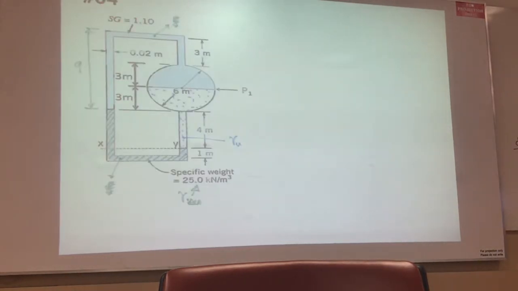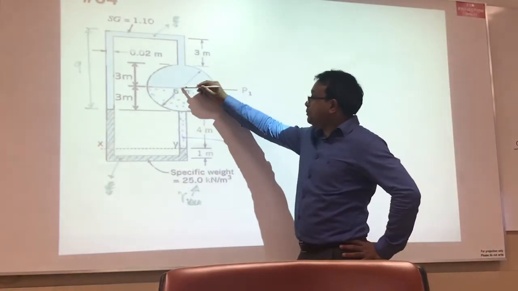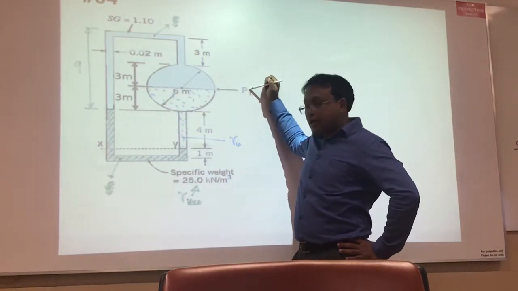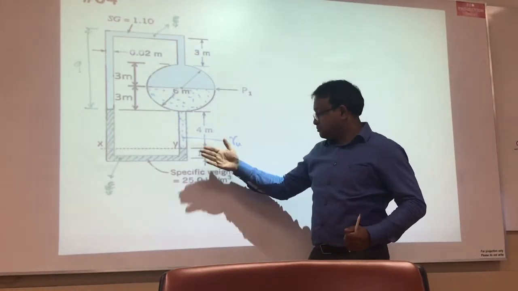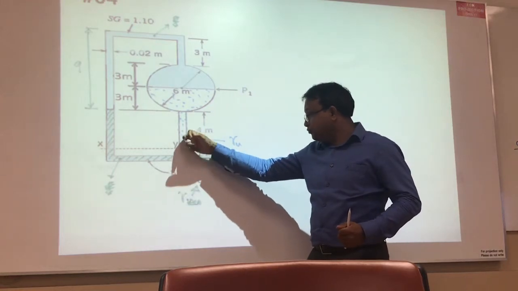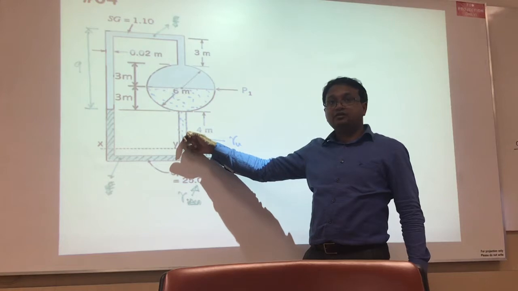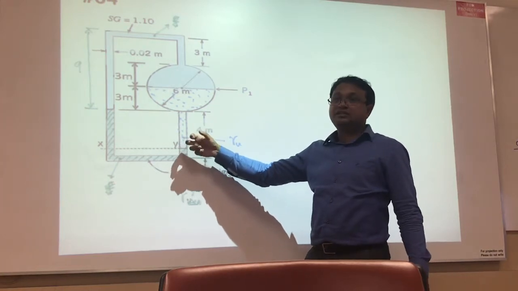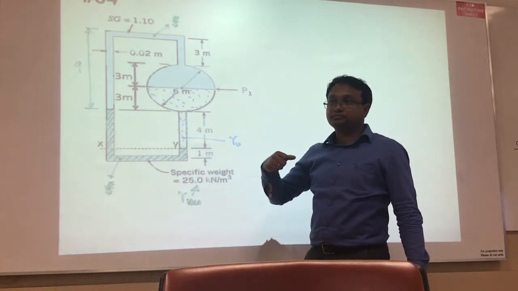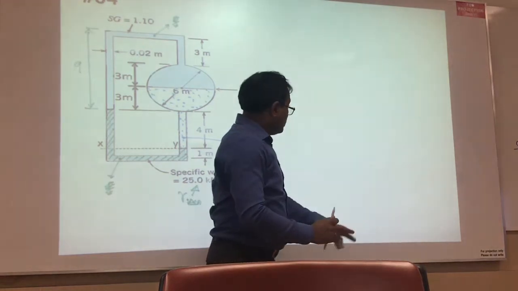Okay, in that question, how do you choose? At that point the pressure is P1. And they tell you to find the specific weight of the unknown fluid. Specific gravity, right? Or density. They say density of the unknown fluid. Okay, so what is the concept?